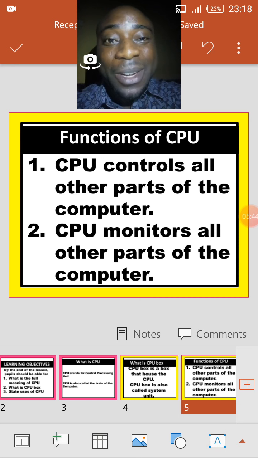I believe you now know the meaning of the word CPU. It is an important part of the computer, and it works like the human brain in the computer.